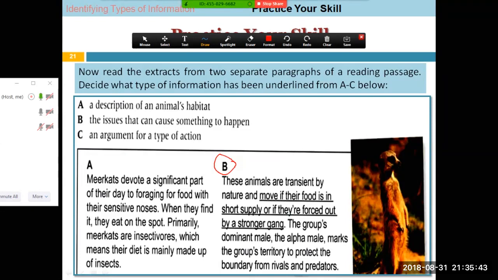Now the group's dominant male marks the territory. And why does he mark the territory? To protect the boundary from rivals and predators. What does this mean? What are rivals? Who can be rivals and who can be predators? No idea, sir. No idea, right?